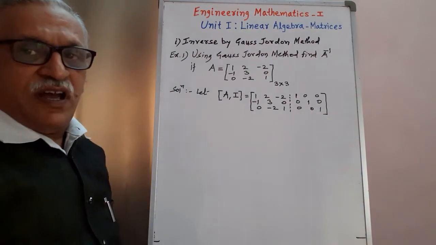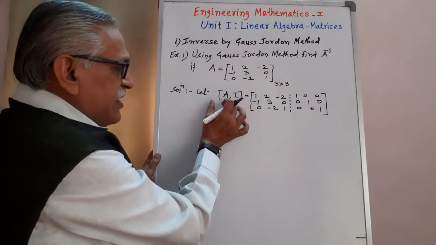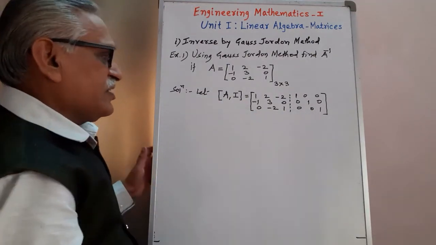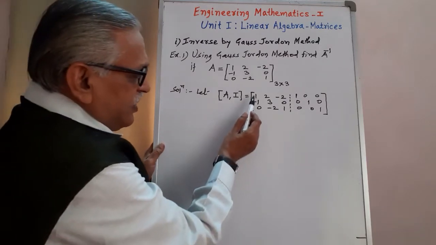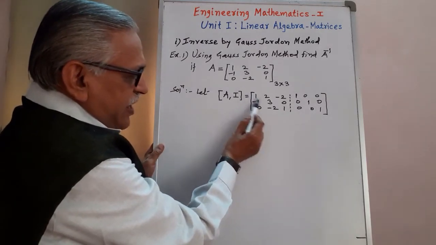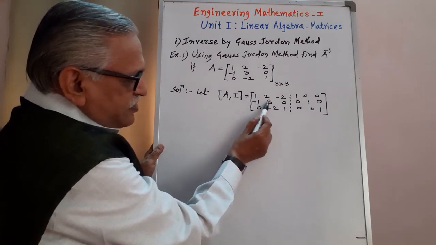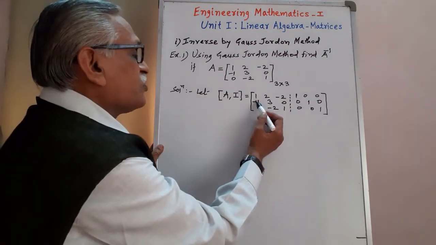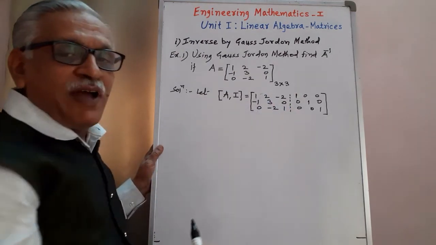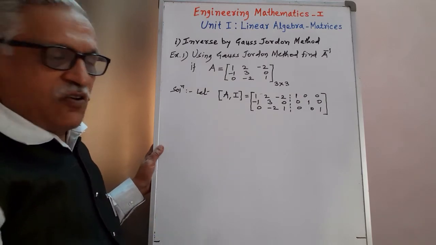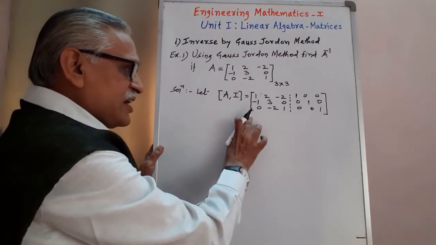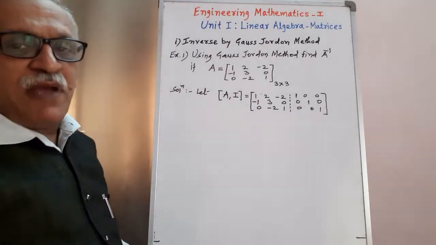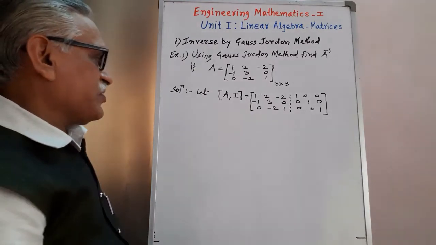This is the first step, a basic step. We have to combine matrix A with matrix I of the same order. Then what we have to do? We have to convert this matrix A to identity matrix. Means we have to convert all the principal diagonal elements to 1 each, lowers to 0 and uppers to 0 by applying either row transformation or column transformation. And the same transformation we have to apply on that identity matrix. Here I am applying the row elementary transformation.